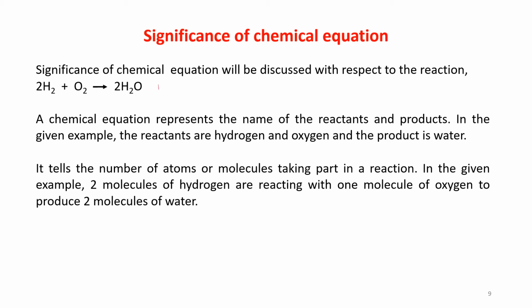2H2 plus O2 gives 2H2O. A chemical equation represents the names of the reactants and the products. In the given example, the reactants are hydrogen and oxygen and the product is water. It tells the number of atoms or molecules taking part in a reaction. In the given example, 2 molecules of hydrogen are reacting with 1 molecule of oxygen to produce 2 molecules of water.